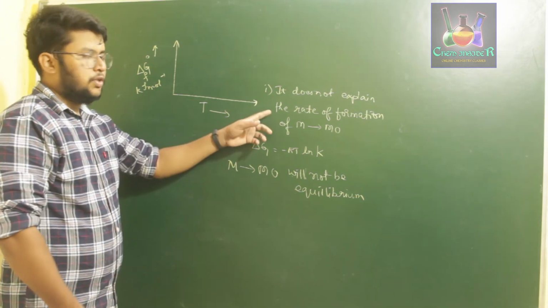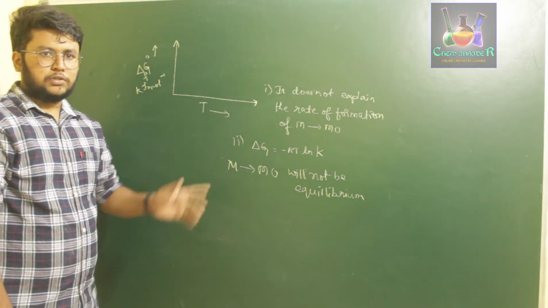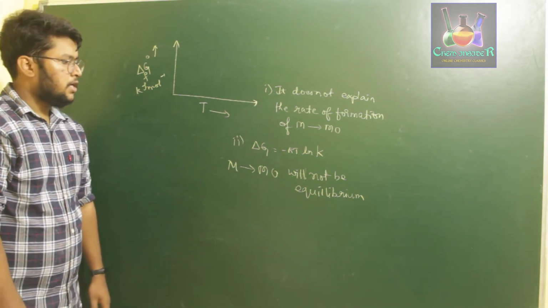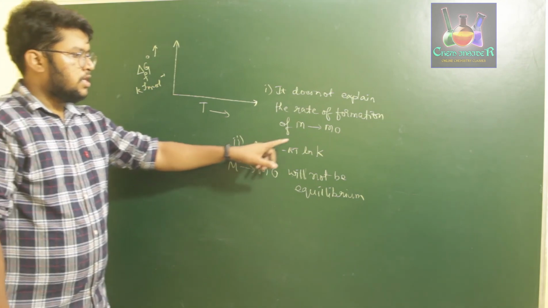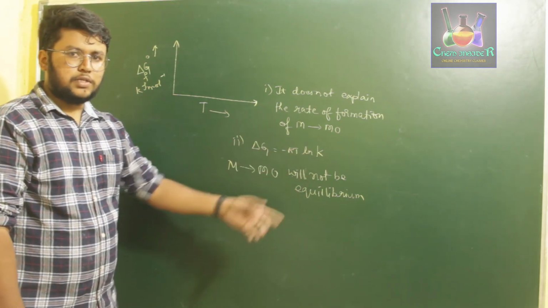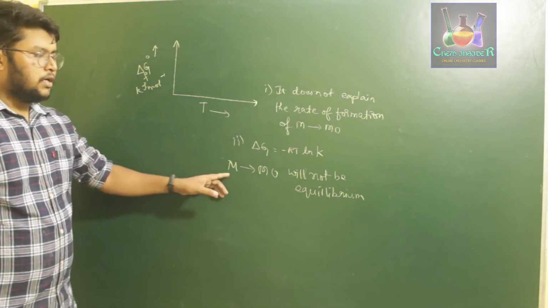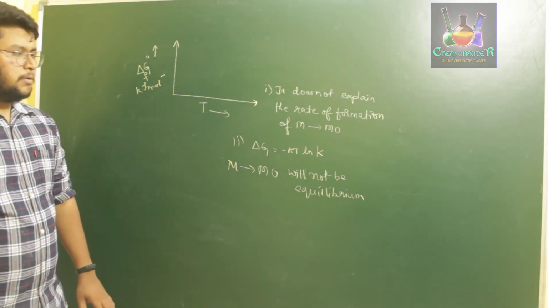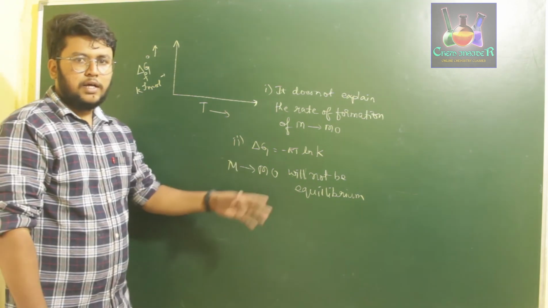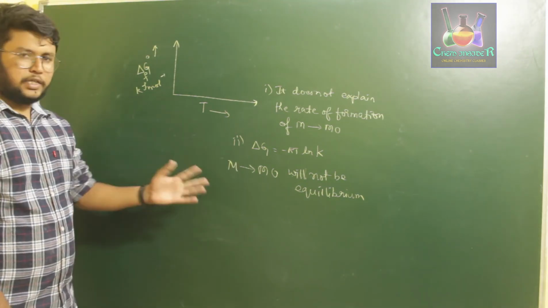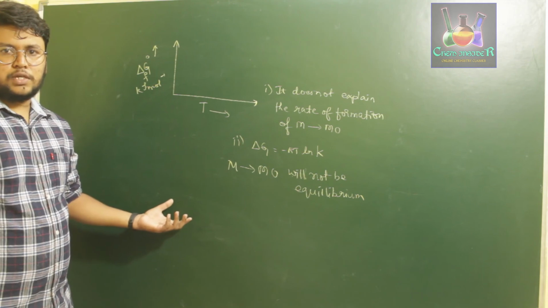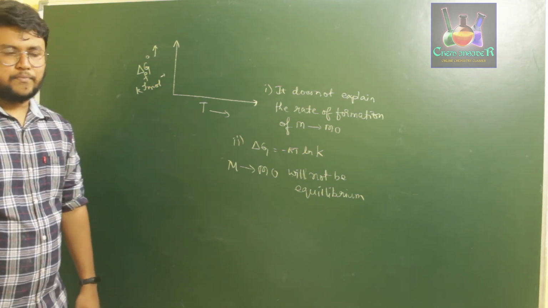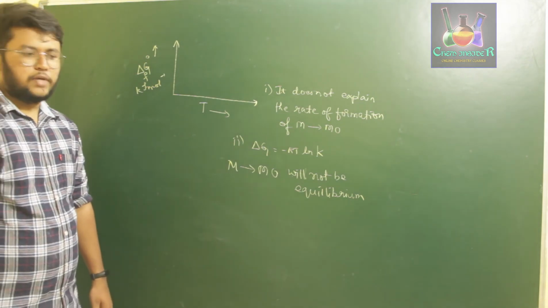One is, even though it is about the formation of metal to metal oxide, it does not explain the rate at which this reaction takes place. In the second case, delta G is related in terms of the equilibrium constant, but metal to metal oxide conversion will not always be in equilibrium. So equilibrium does not exist for metal to metal oxide conversion. It is a one-sided reaction. There is no reverse process without any help. Therefore, it doesn't hold good. Okay, so these are the limitations of the Ellingham diagram.